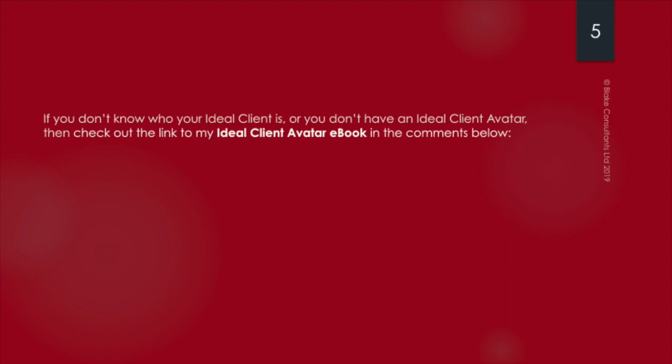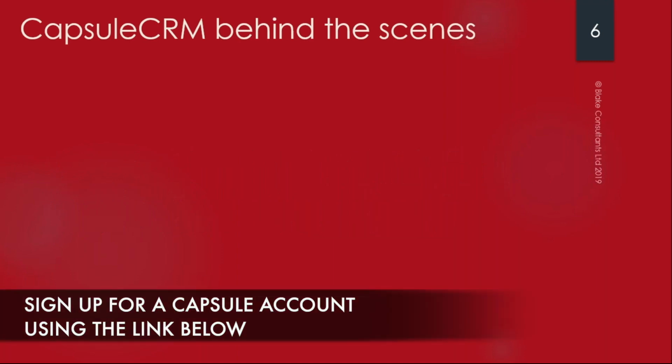And it's really, really key to say here and now, if you don't know who your ideal client is, or you don't have an ideal client avatar, you won't be able to dice and slice the data in a way that you need to, and you won't know how you need to dice and slice the data unless you know who your ideal client is. Okay, so let's have a think about how this all works behind the scenes.